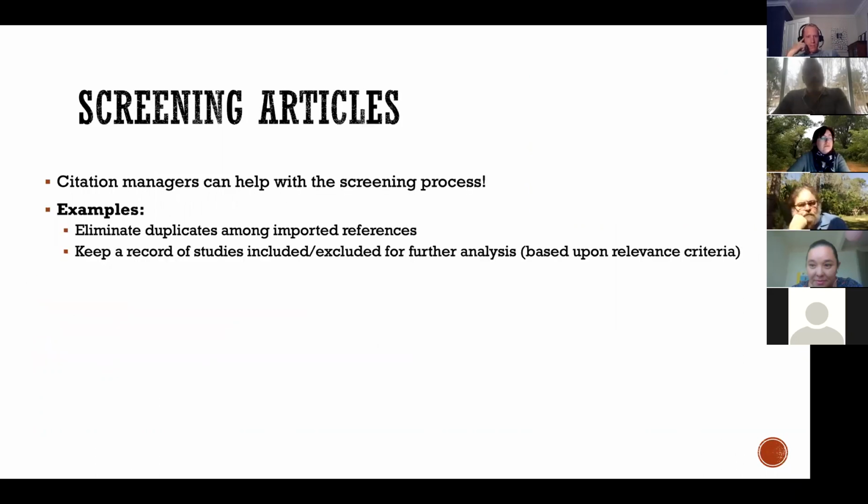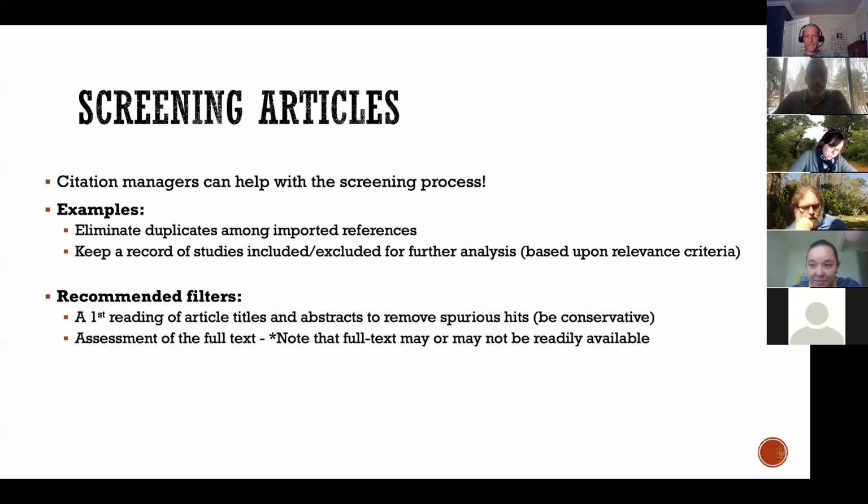The next step is for screening articles. And citation managers can help with this because they can easily identify duplicates. But you need to be clear about how you're identifying and removing duplicates. You also should, even when you're excluding studies, keep a record of those that you've excluded because there might be some interesting information in those that someone else might want to see.